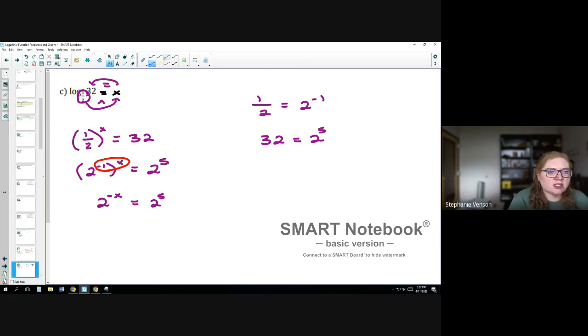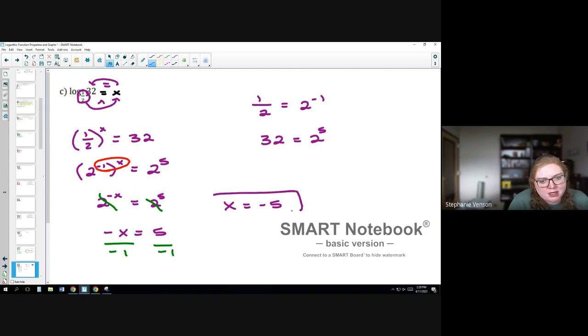And once I have the same base on both sides, I can drop the bases and set the powers equal. So of course I have negative x equals 5. And dividing both sides by negative 1, I have x equals negative 5. So negative 5 would be my answer for this one.